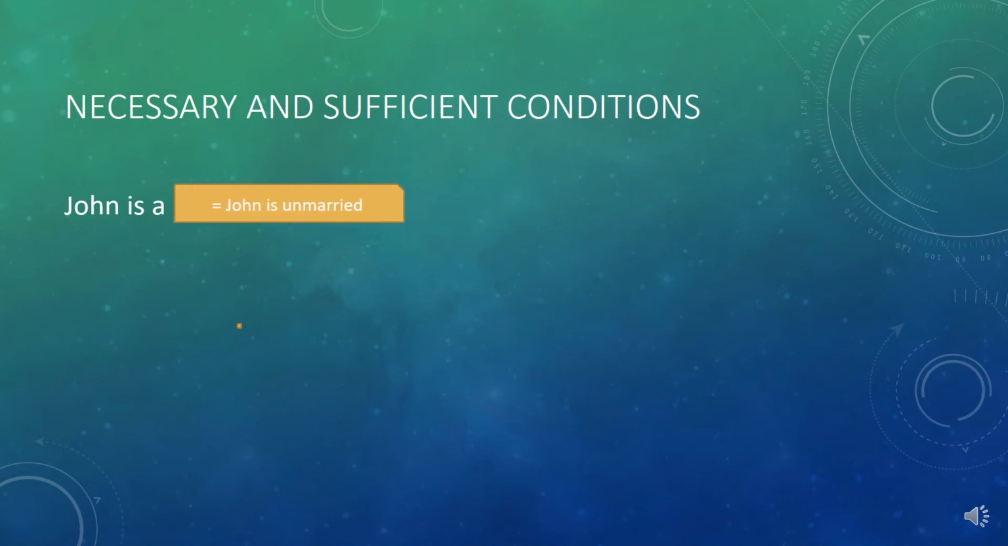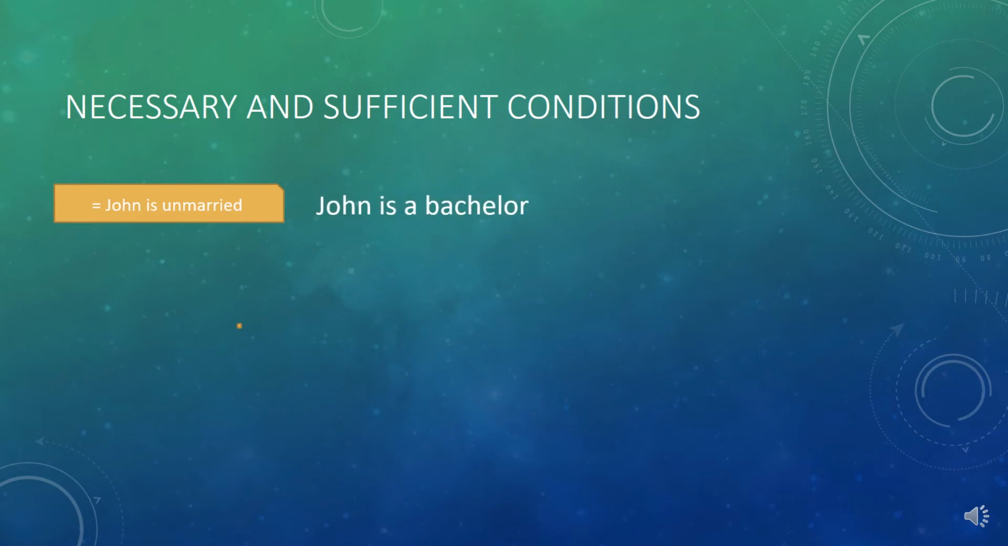Can you see that one way of checking for something's necessary conditions is if you swap them around and it still makes sense? The one is defining the other way round. So we've got John is unmarried, so therefore John is a bachelor. And we've still got this thing making sense.